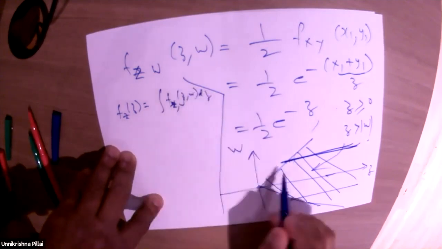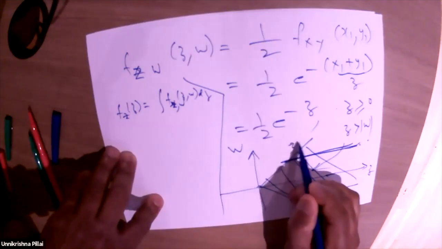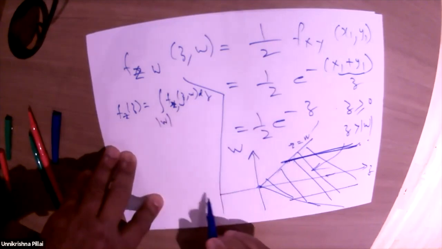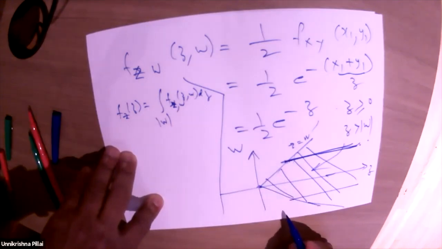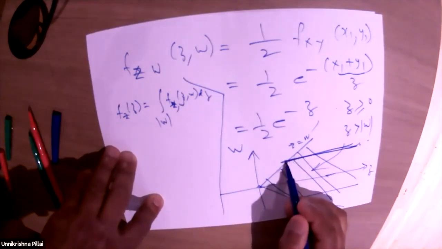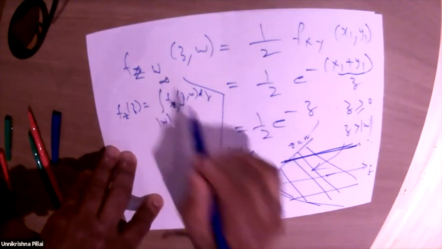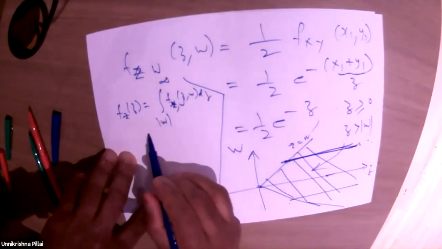Integrating out Z. Z goes from where to where? What is this point? This line is Z equal to W. So integrate from Z goes from here or here, depending on... I think this would turn out to be correct. Z goes from, if W is positive, Z goes from W to infinity. If W is negative, Z goes from minus W to infinity. So you can write it like this.